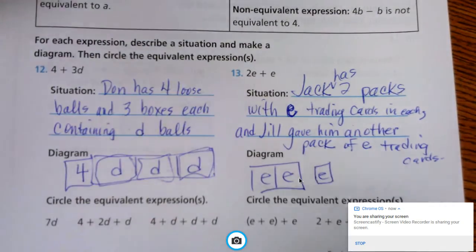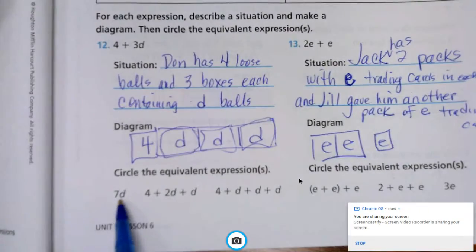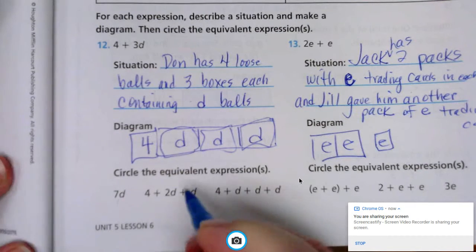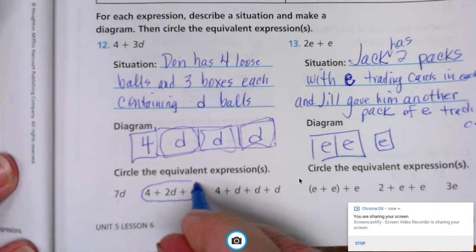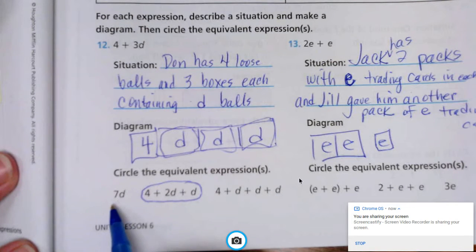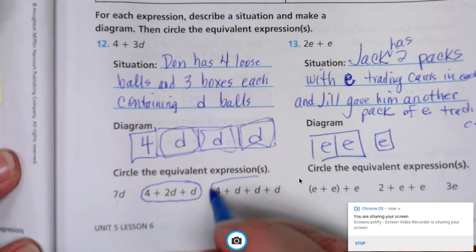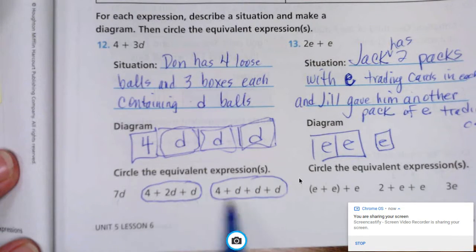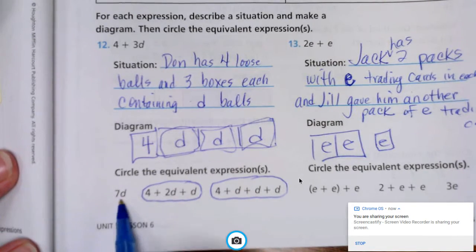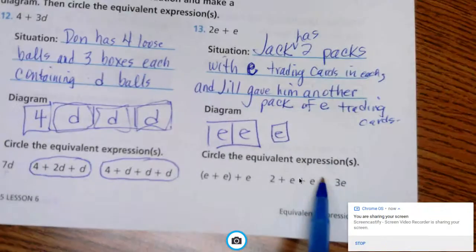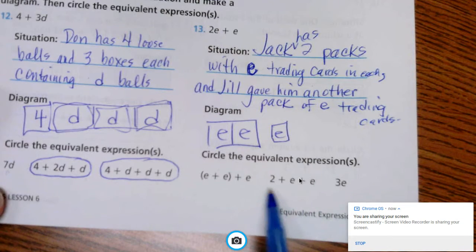Circle the equivalent expressions. 7D, so 7 times D, 4 plus 2D plus D is the same as, oh, sorry, I did that. So 7D we're not going to circle, but these 2 we are. These 2 are equivalent, not this one. I should have explained that better. Over here, circle the equivalent expressions.